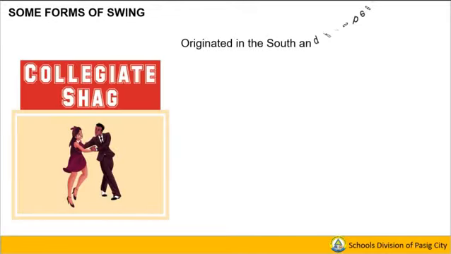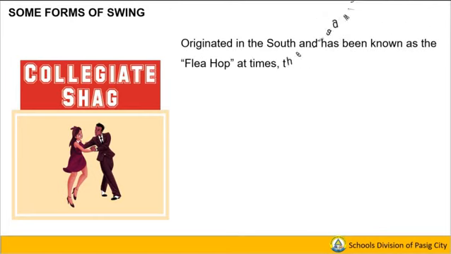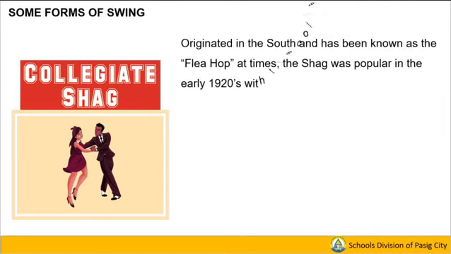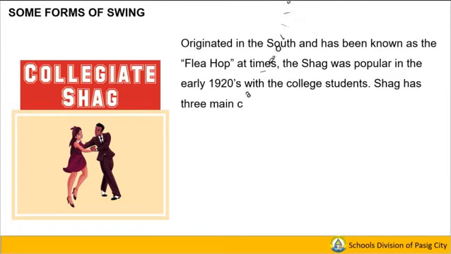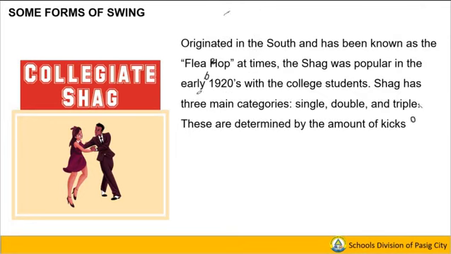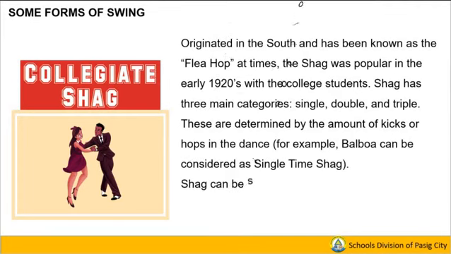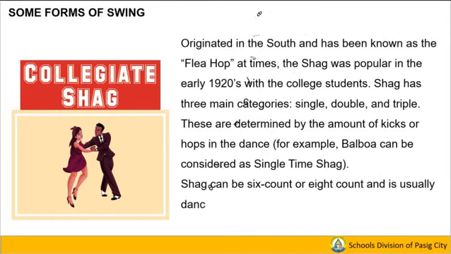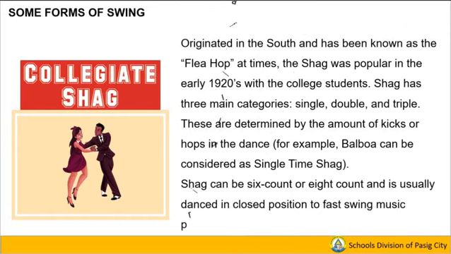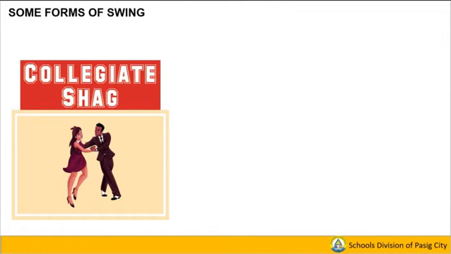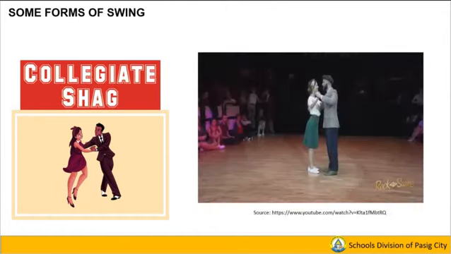And lastly, the collegiate shag. Originated in the South and has been known as the flea hop at times. The shag was popular in the early 1920s with the college students. Shag has 3 main categories: single, double, and triple. These are determined by the amount of kicks or hops in the dance. For example, Balboa can be considered as single-time shag. Shag can be 6-count or 8-count and is usually danced in closed position to fast swing music, primarily fast ragtime jazz. You will see an example of collegiate shag in this video clip.